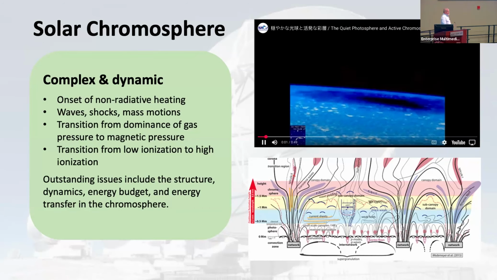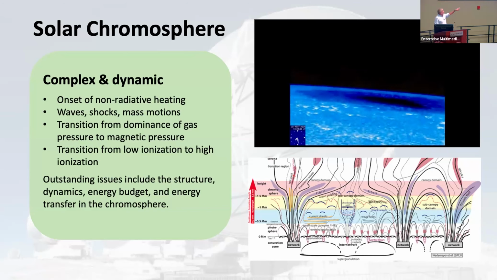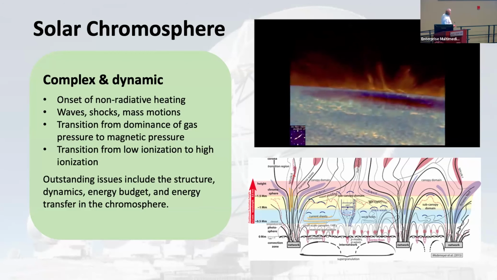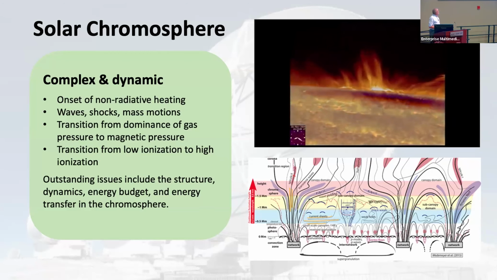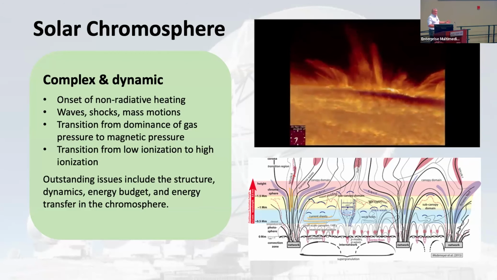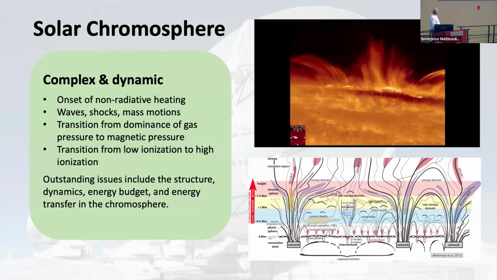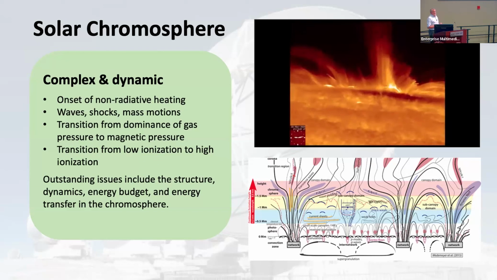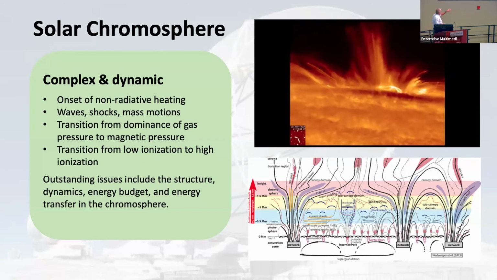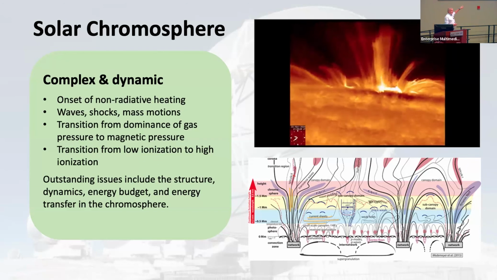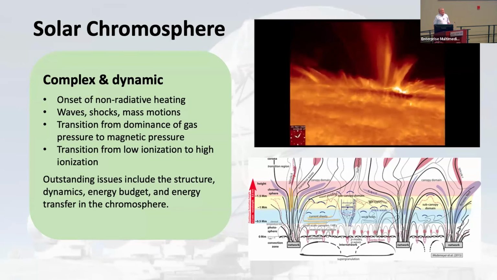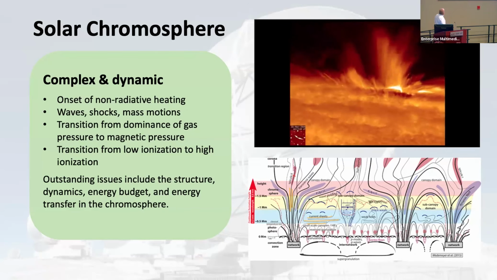This is a beautiful Hinode image going from G-band, showing the photosphere fading into the chromosphere, which is a nightmare of complexity involving non-radiative heating, waves, shocks, transition from low to high ionization state, transition of dominance of gas to magnetic pressure, and so on. It's an extremely complicated layer. And you've already seen the confusogram in the lower right, which tries to summarize some of the myriad complex phenomena that occur.